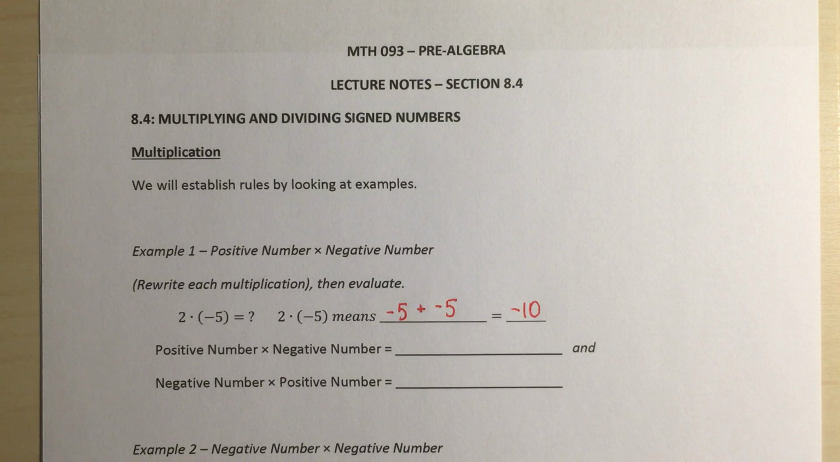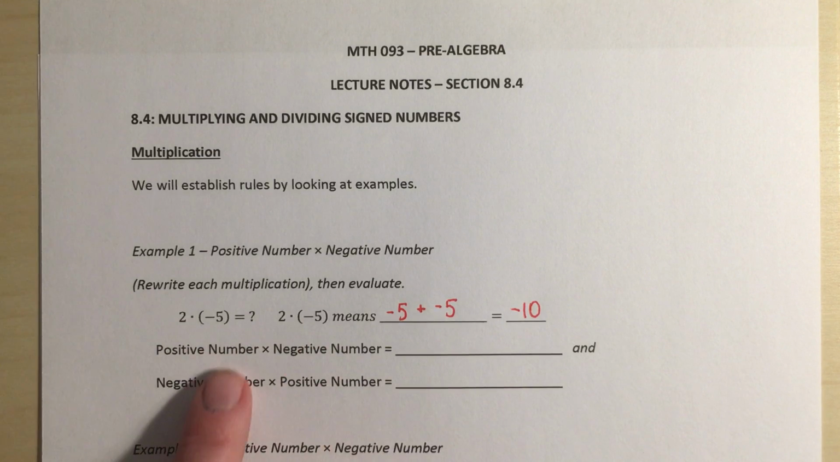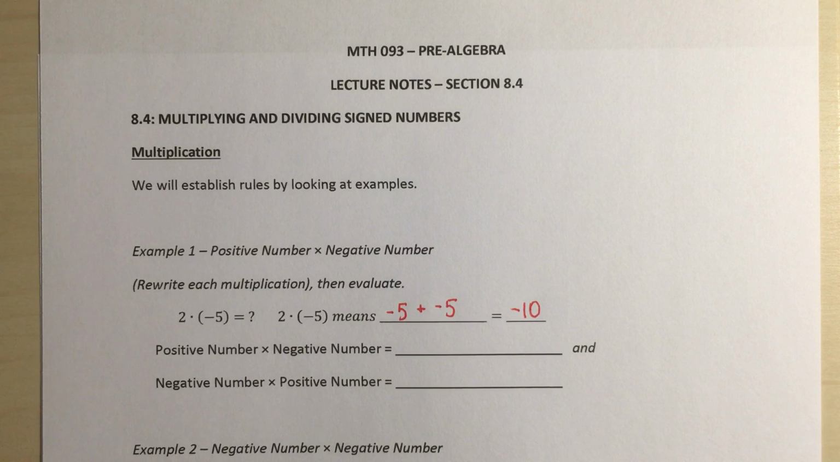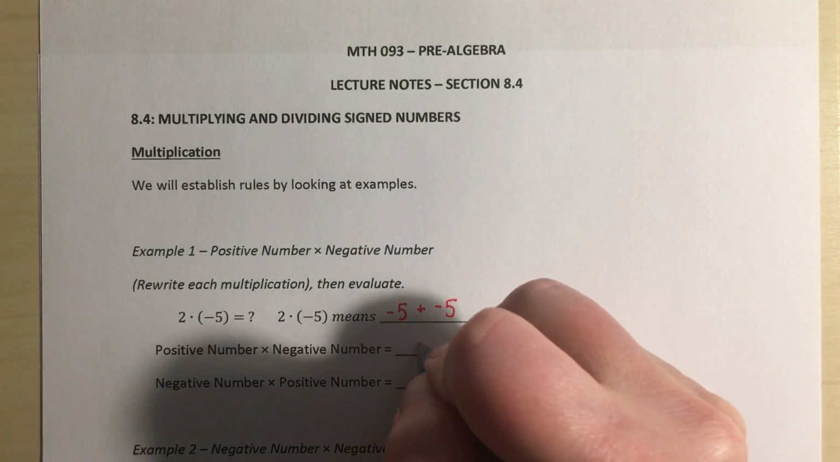So how we can generalize this is that if we have one positive number times one negative number, and it doesn't matter which one comes first, we could easily reverse these two, because multiplication, we said in a previous section, was commutative, so order doesn't matter. If we have one positive number and one negative number, a positive number times a negative number is going to give us a negative number.